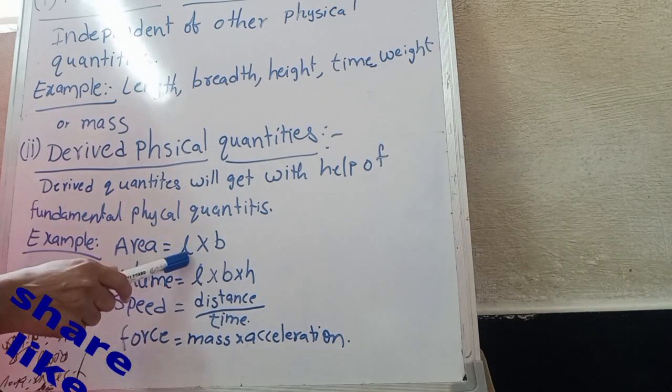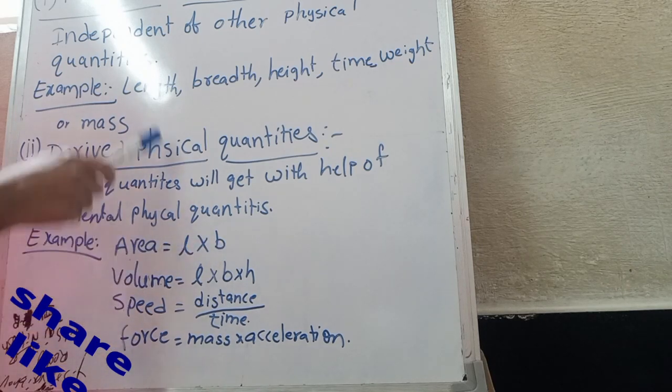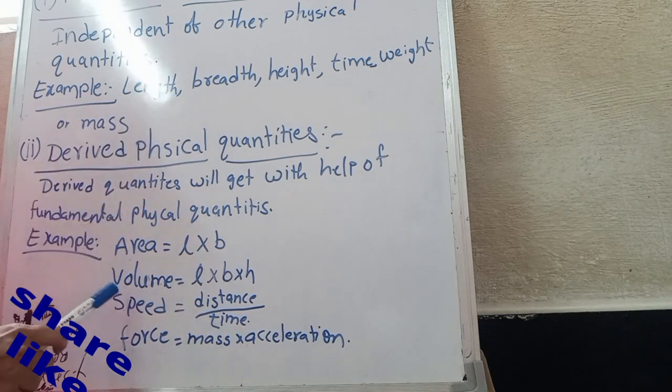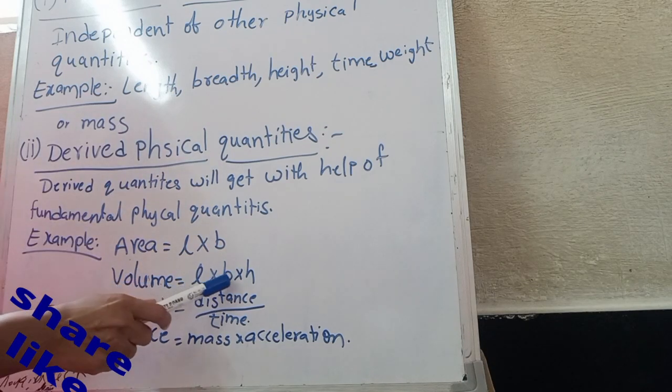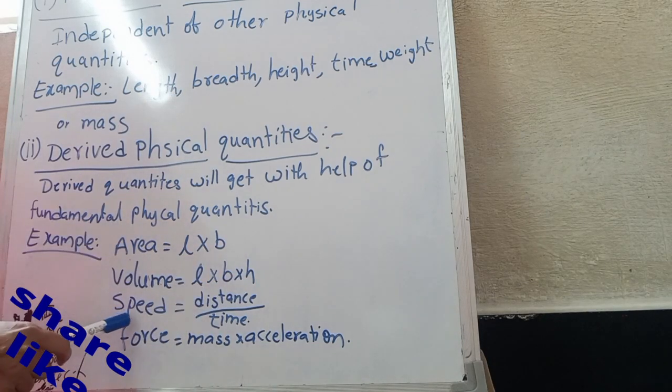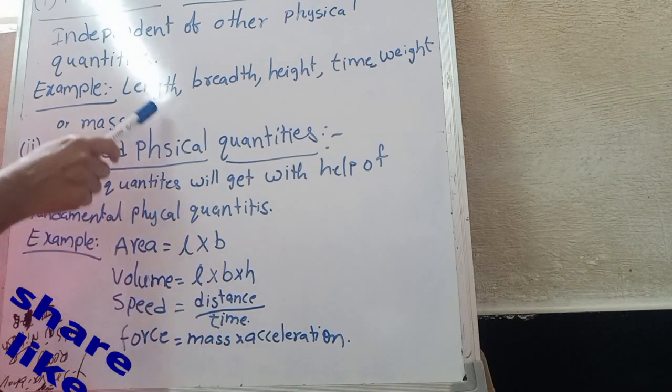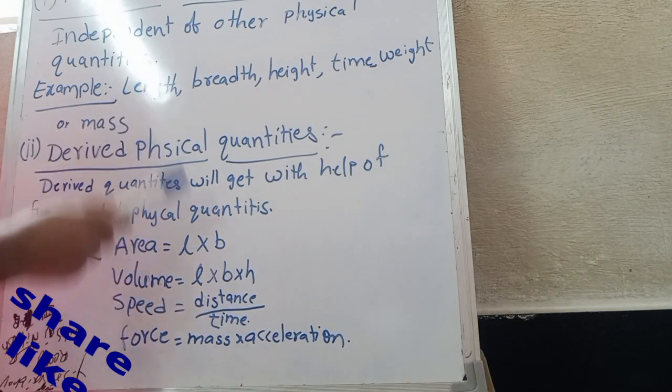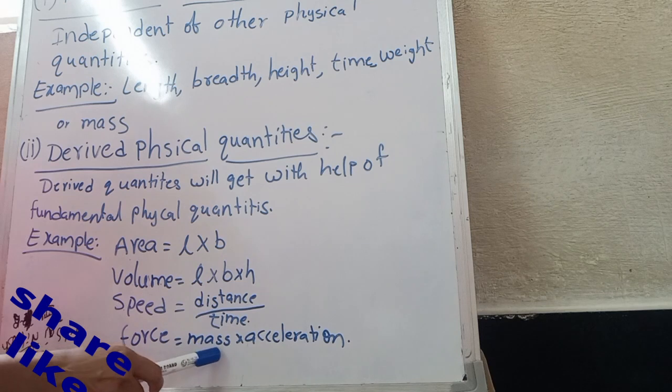To find the area, we need length and breadth, which are fundamental physical quantities. Volume: length into breadth into height. Speed: distance by time. Distance is nothing but length. Force: mass into acceleration.